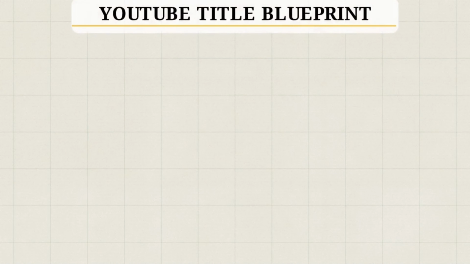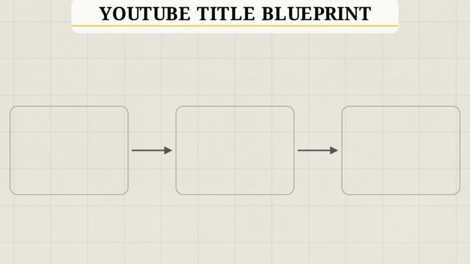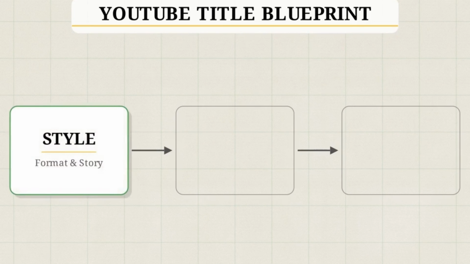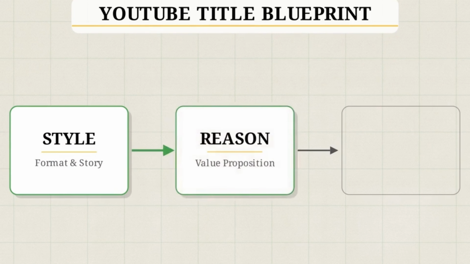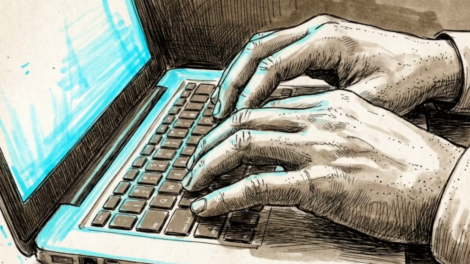We will construct this title using 3 specific architectural layers. We start with the style, add a reason for the viewer to engage, and then define the specific audience. To follow along, you'll need the core topic of your next video and a blank document or a piece of paper to record each step. Open that document now and visualize the main subject of your next upload before we move to the first layer.